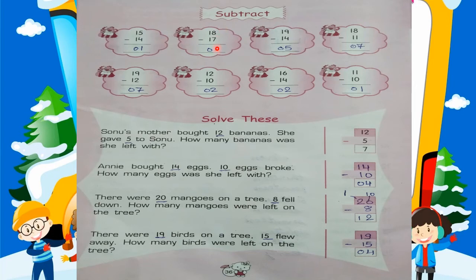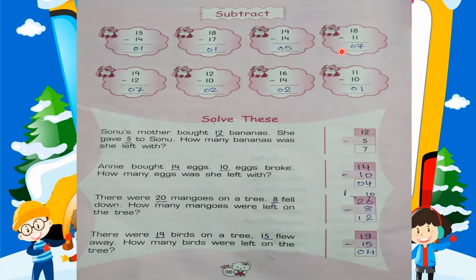Next is 18 minus 17. Firstly you will subtract the ones position number. You have to subtract 7 from 8. So 8 minus 7 is equal to 1 and 1 minus 1 is equal to 0. Next is 19 minus 14. Firstly you will subtract the ones position number. 9 minus 4 is equal to 5 and 1 minus 1 is equal to 0. Next is 18 minus 11. Firstly you will subtract the ones position number. 8 minus 1 is equal to 7 and 1 minus 1 is equal to 0.